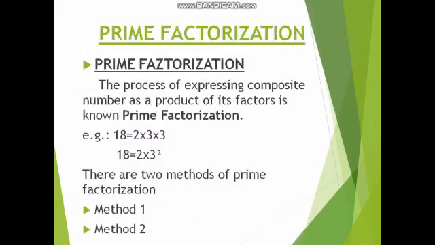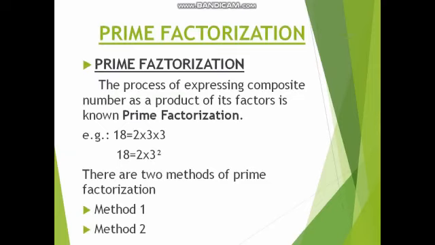Now the next topic is prime factorization. The process of expressing a composite number as the product of its prime factors is known as prime factorization. That means you are dividing a number multiple times with different numbers or with the same number until it is completely divided. The numbers by which you are dividing are called its prime factors.